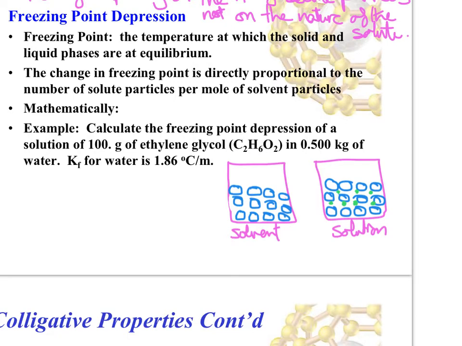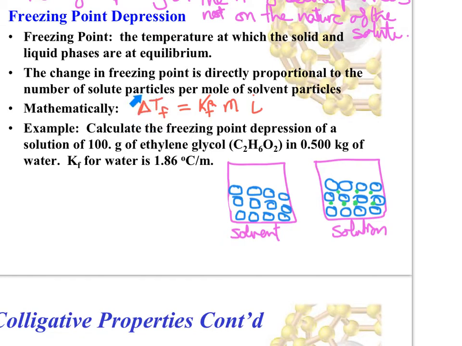Mathematically, if I wanted to write an equation for the freezing point depression, if I wanted to calculate how much it goes down, here's the equation for it. Delta Tf is equal to Kf times m times i. And let's talk about each of those variables here. So delta T, delta is the change, T is temperature, and F stands for freezing. So this is the freezing point or the freezing temperature.